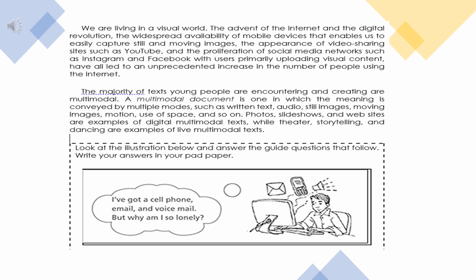Since we are exposed to many materials, it's important that we know what kind of materials we are viewing. Definitely, each material conveys its own meaning, and it can be presented in multiple modes such as written text, audio, still images, moving images, motion, use of space, and so on. After figuring out what kind of material we are viewing, let's categorize what type we are encountering. If it's a photo, slideshow, or website, it is digital multimodal text. And if we are dealing with theater, storytelling, and dancing, then they are live multimodal text.